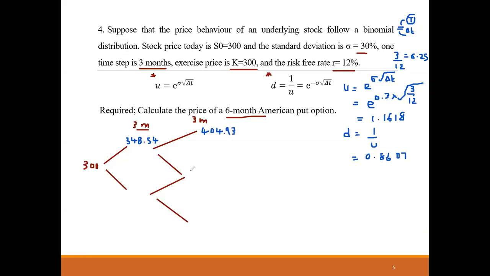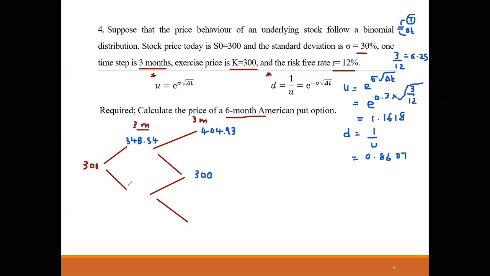404.93. And then if you look at this point, you can take 348.54 and multiply it by, now the price is going down, so multiplied by D, which is 0.8607. So here you will get 299.99. So you can round it up and say it is approximately, in fact, 300. You can take the value of 300, that's all right.